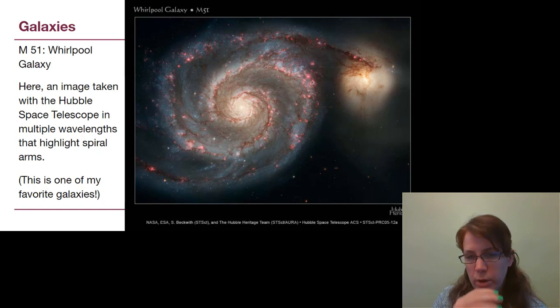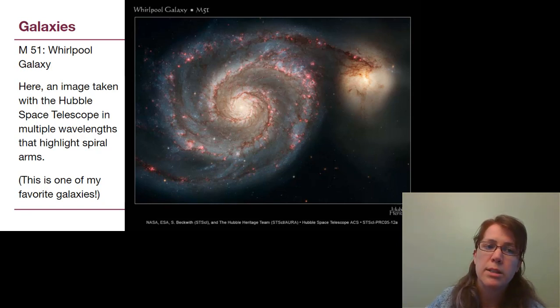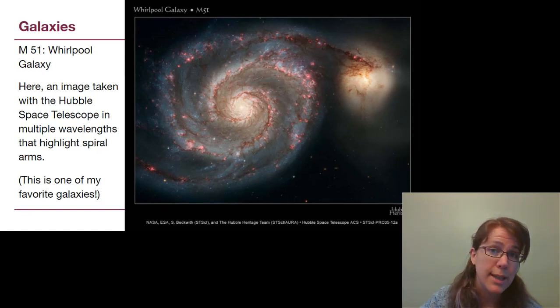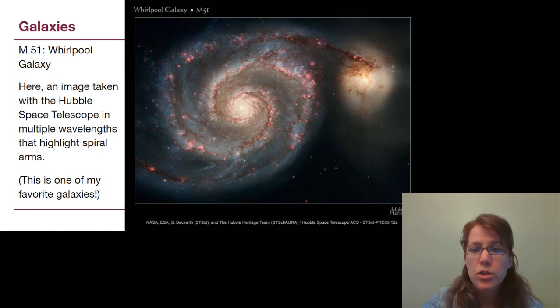As an aside, the Whirlpool Galaxy is one of my absolute favorite galaxies. The M51 name on it is indicating to us that that's part of the Messier Objects Catalog. And you can actually see that there are two separate galaxies here, and they're in the process of merging.